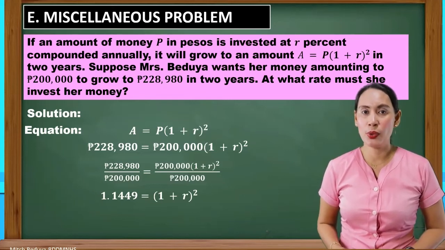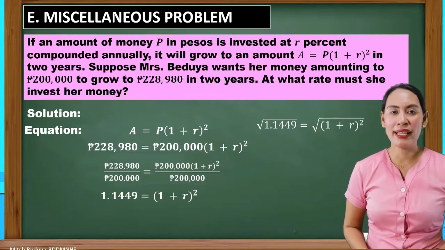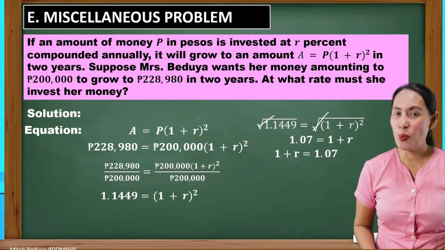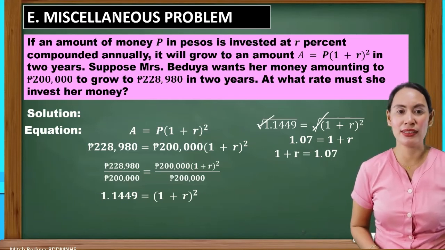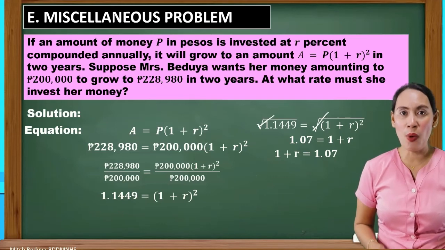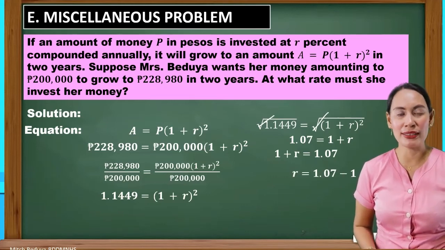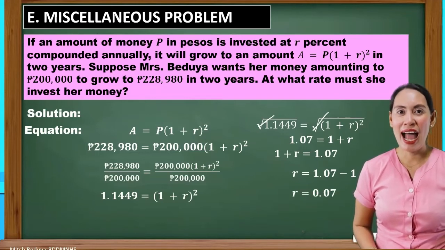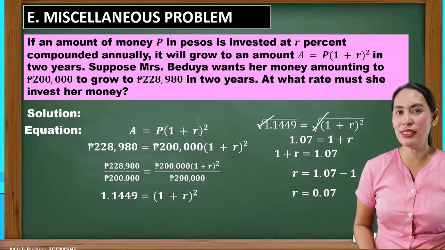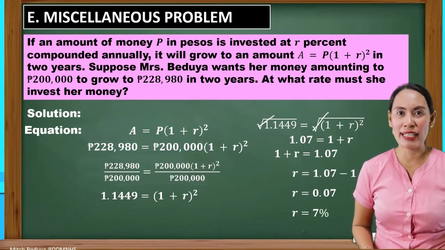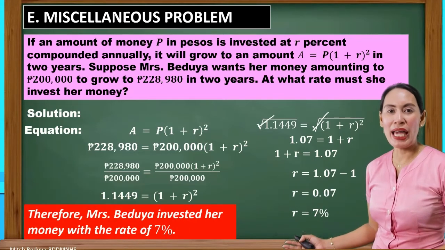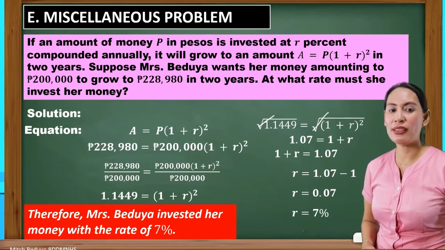Square root both sides, we have 1 and 7/100 equals 1 plus R, or 1 plus R equals 1 and 7/100. To solve for R, R equals 1 and 7/100 minus 1. So R equals 7/100, or in percentage, R equals 7%. Therefore, Mrs. Biduya invested her money with a rate of 7%.